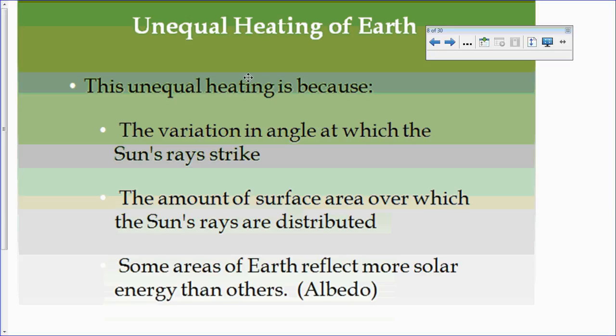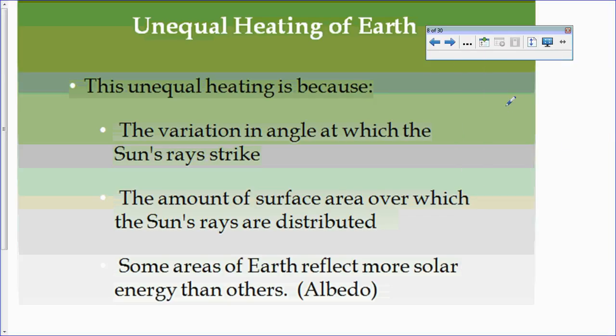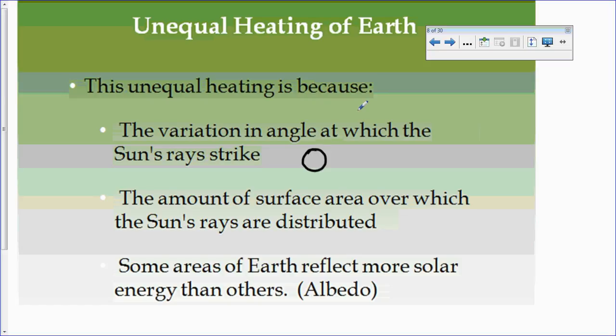So, unequal heating of the Earth. There's a variation of the angle. This is huge: the variation of the angle that the sun's rays hit. Imagine you had your head in the sun, like you're in a car, and the sun is coming down at you and hitting just a little corner of your head. Let's say there's an incident beam coming in right here. It's hitting you in this spot of your head. This part's going to get really hot before anything else.